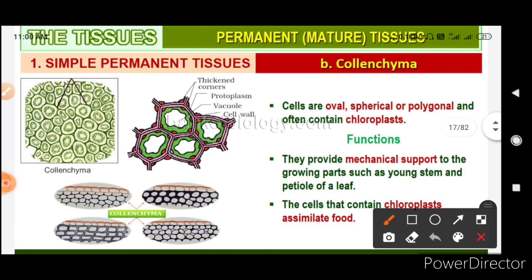These cells contain chloroplast and assimilate food. Parenchyma was also doing the function of photosynthesis, so it was also containing chloroplast, and these cells are to some extent doing the function of photosynthesis.